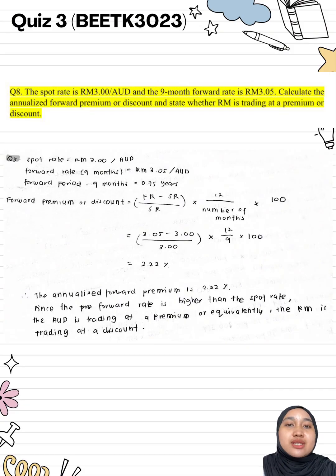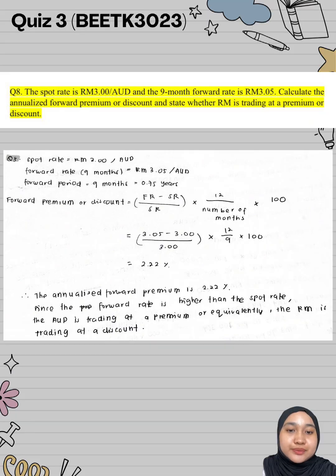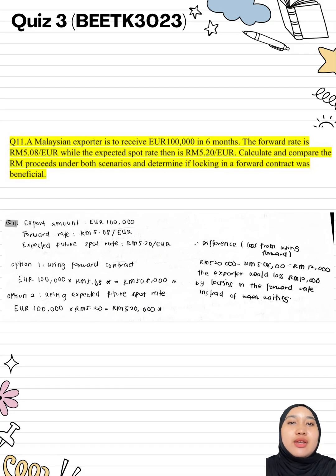2.22%. Since the forward rate is higher than the spot rate, this means the Australian dollar is expected to strengthen, or in other words, the ringgit is trading at a discount in the forward market. So the annualized forward premium is 2.22% and the ringgit Malaysia is at a discount. Now let's look at question 11.